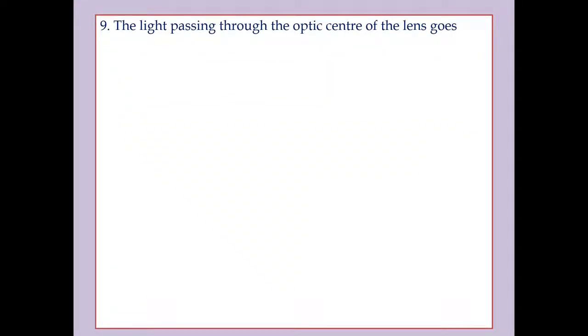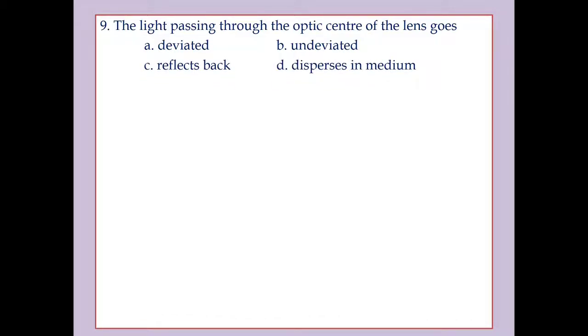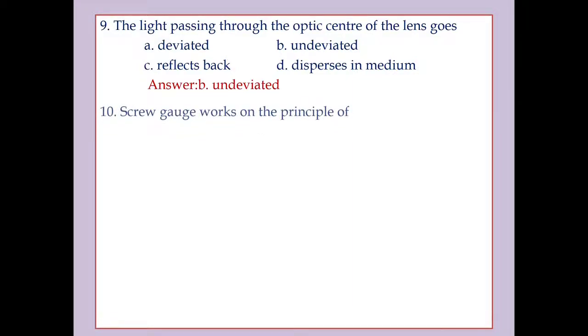The next one: the light passing through the optic center of the lens goes, that is, when light passes through a lens, through its optic center, after refraction it goes undeviated, that is, it goes in a straight line.